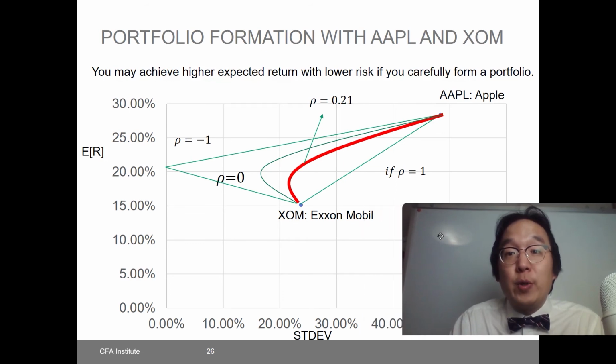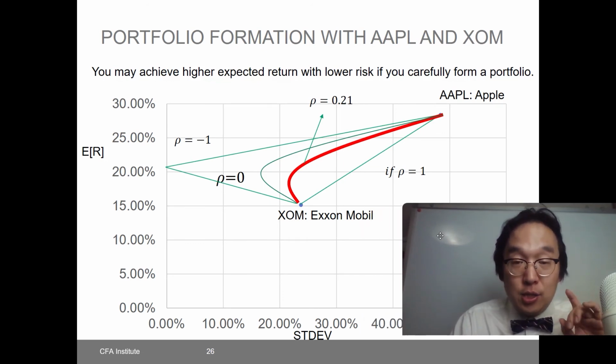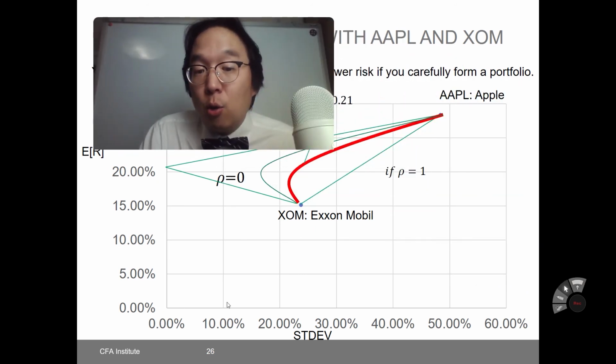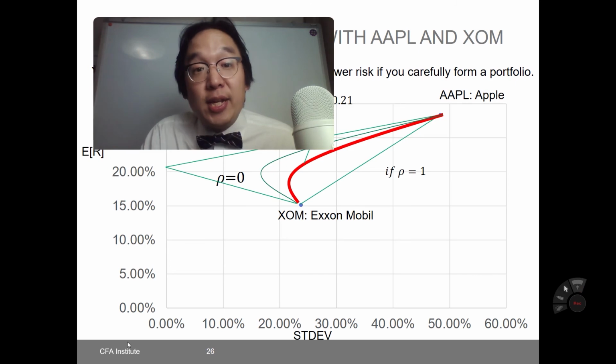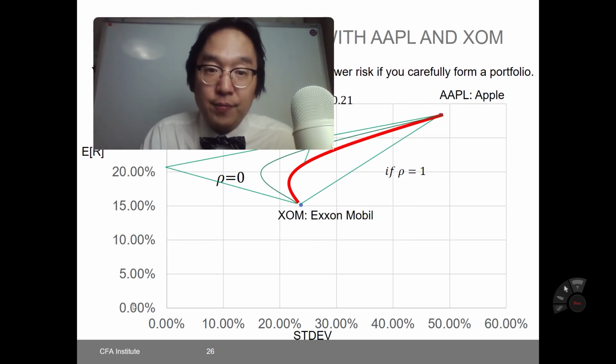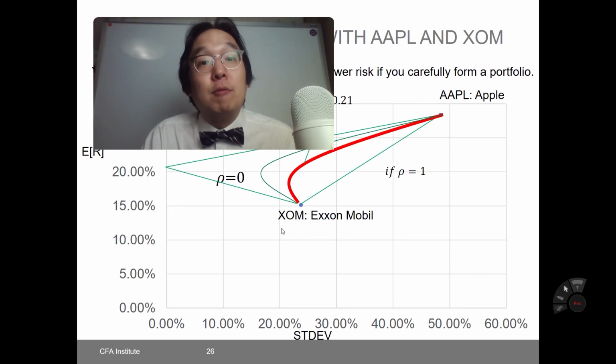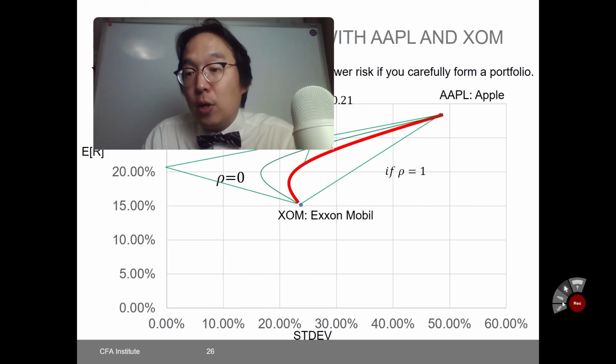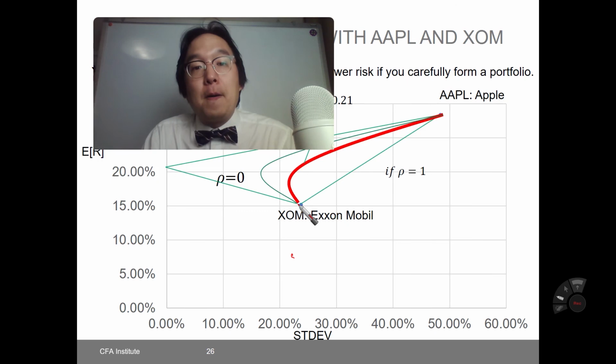Portfolio formation with Apple and ExxonMobil is shown in this picture here. What you see on the vertical axis is the expected return or average return of any portfolio. And what you see on the horizontal axis is the standard deviation of the portfolio's returns. So any dot in this picture will be a portfolio.